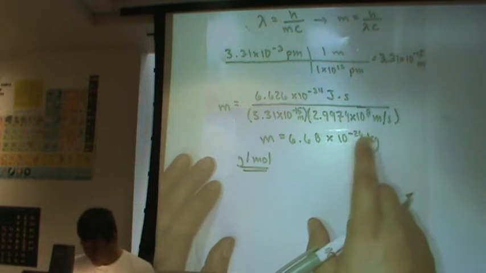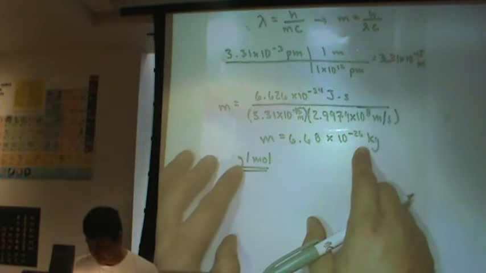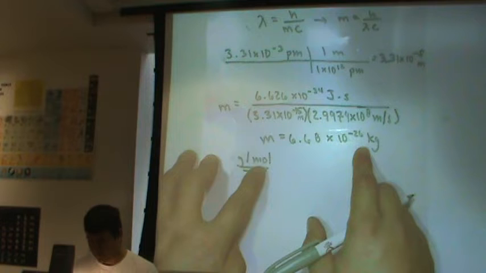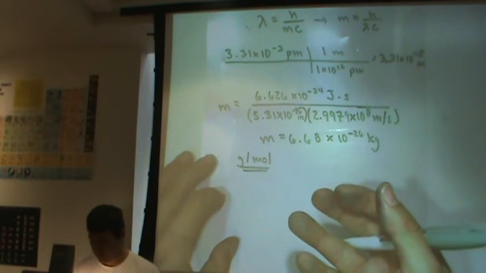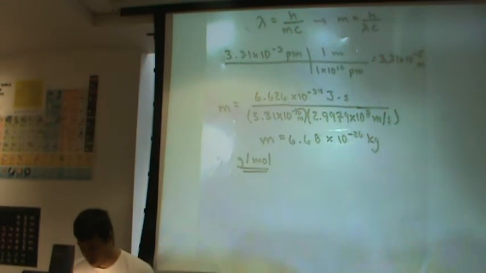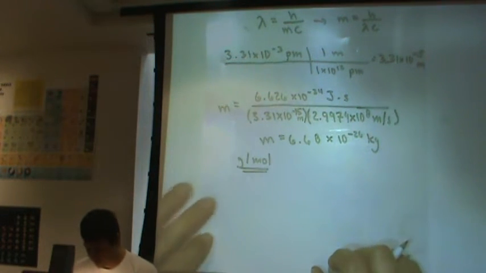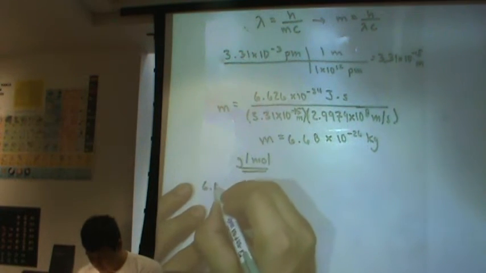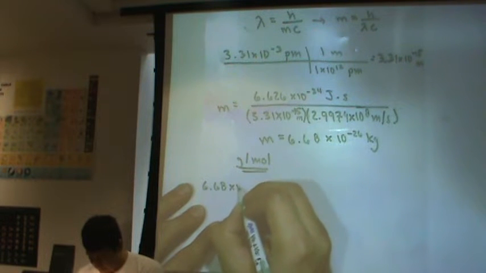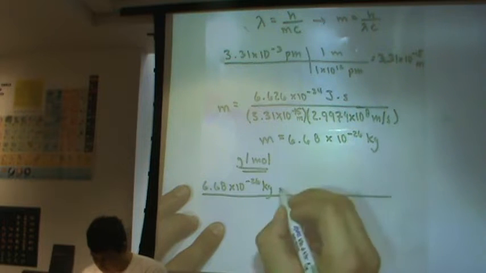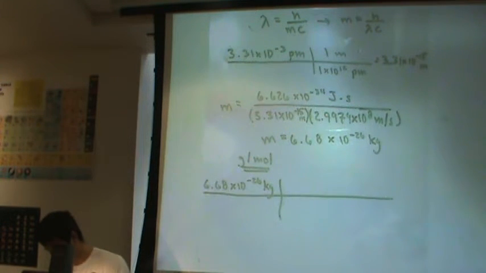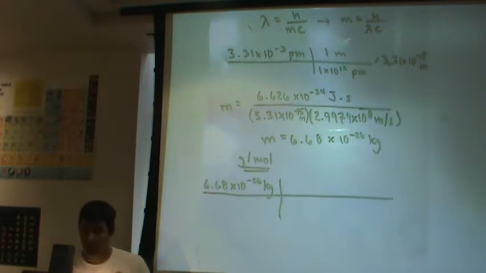So what we're going to do first is convert our kilograms to grams. And we can get a mole from Avogadro's number, because Avogadro's number is 6.022 times 10 to the 23rd objects per mole. That will give us the correct units. So we're going to do some stoichiometry here. 6.68 times 10 to the negative 26 kilograms. And I'm going to move to blue because this pen is starting to run out.